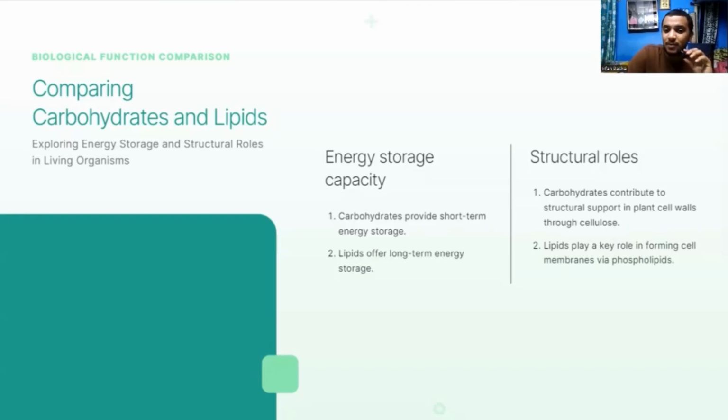Carbohydrates provide short-term energy storage, whereas lipids provide long-term energy storage. Carbohydrates contribute to structural support in plant cell walls through cellulose. Lipids play a key role in forming the cell membrane via phospholipids. What kind of words they make?